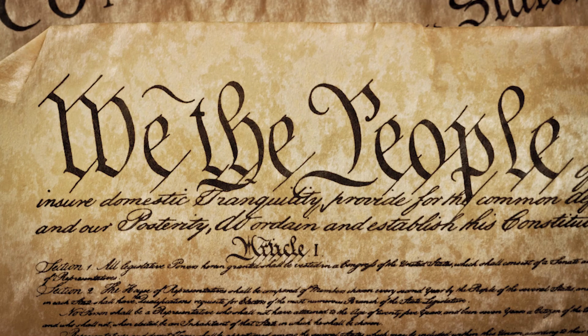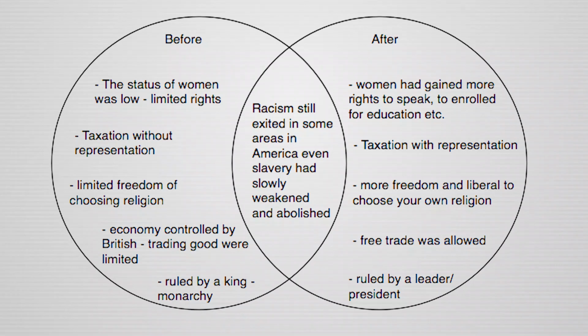In 1789, a written constitution was first made and lots of rights were given to people. Although there were no rights for slaves and women.